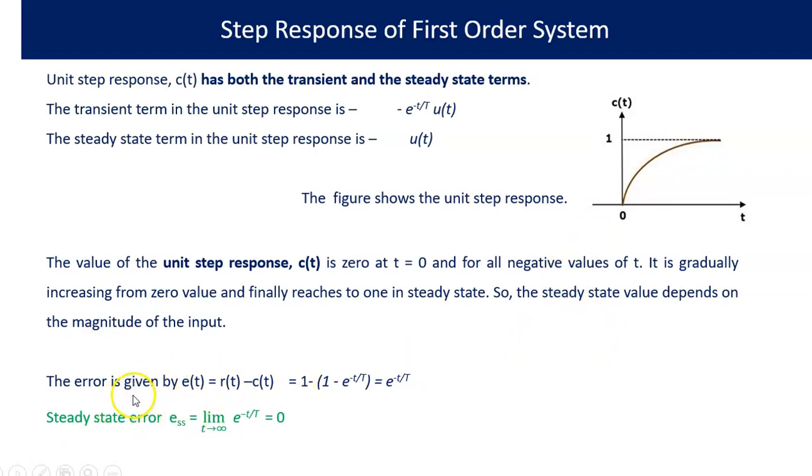So remember this equation. Error is given by the difference between the reference input and the actual output. Reference input is the desired output. So the difference between the desired output and the actual output is the error. Here the reference input or the desired output is equal to 1, and the response of the first order system is this. So when time t tends to infinity, this term will become 0. That means steady state error is equal to 0.